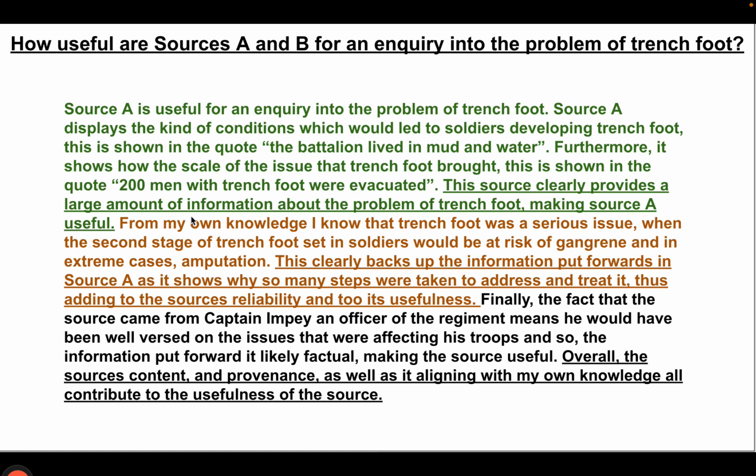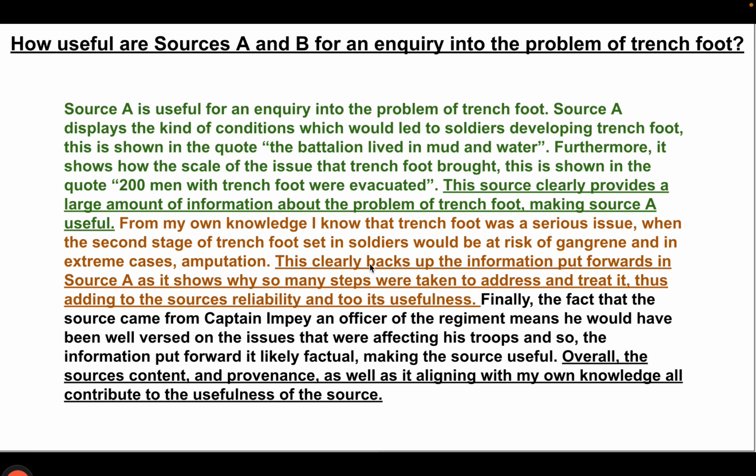So in this, I've picked apart 2 parts of its content, backed up with sources, and then I have given a little sentence at the end just to link that to its usefulness. Moving on. From my own knowledge, I know that trench foot was a serious issue. When the second stage of trench foot set in, soldiers would be at risk of gangrene and in extreme cases, amputation.